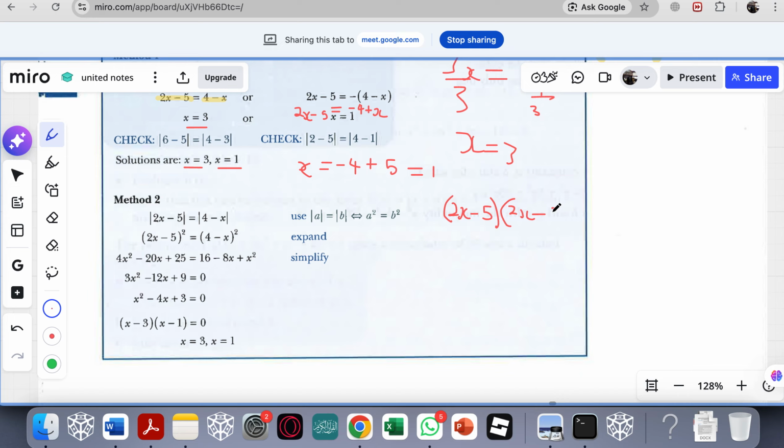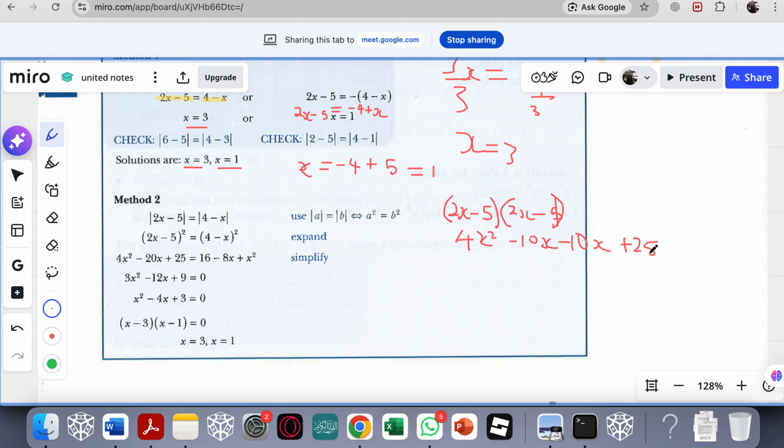Then you have to expand this one. How do you do that? You say 2x times 2x, you get 4x squared. Negative 10x. Then the next one, you say negative 5. We used the first term to multiply the whole of this bracket. Now you take this one to multiply the whole of this bracket. Say minus 5 times 2x, we also get another negative 10x. Then minus 5 times minus 5.